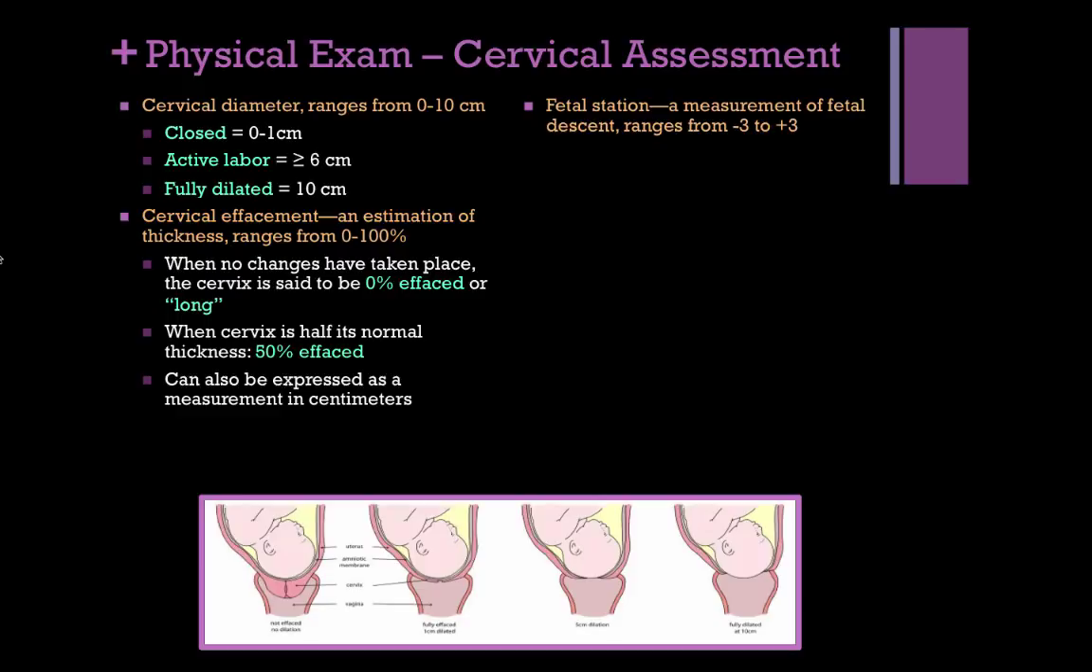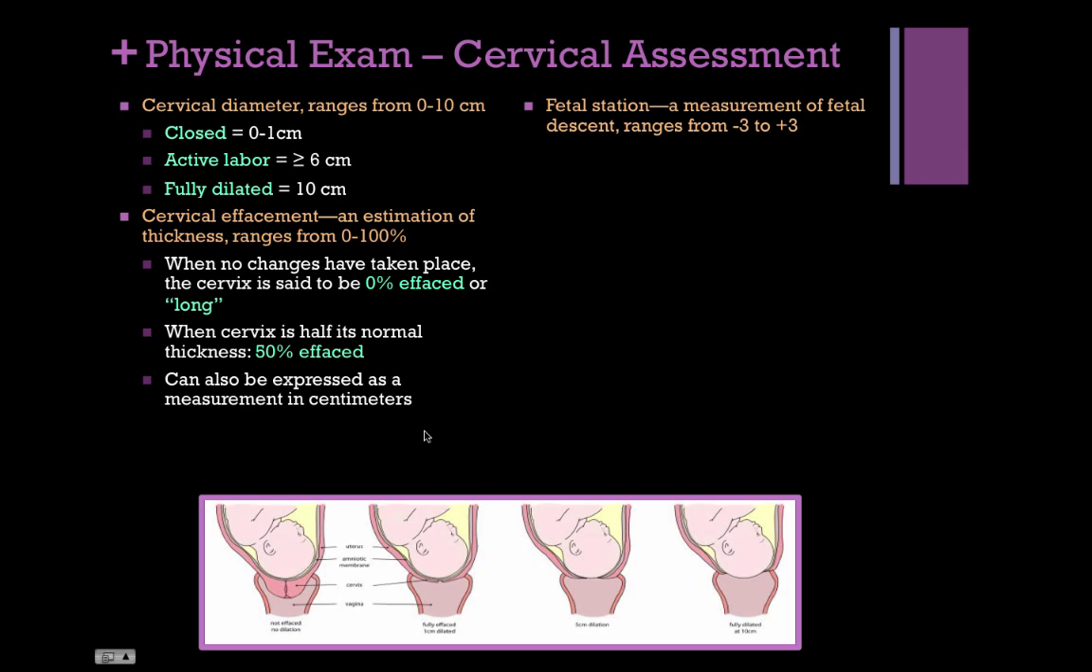Thickness, or effacement, is normally measured in terms of percentage. 100% effaced means there's no cervix remaining in the way of the baby's head. 0% effaced is what you would normally expect, so it's a full thickness cervix. It can also be expressed in centimeters, but that's less often used. And as you can see here, this is a not effaced at all cervix, and then this is fully effaced, a barely there cervix.